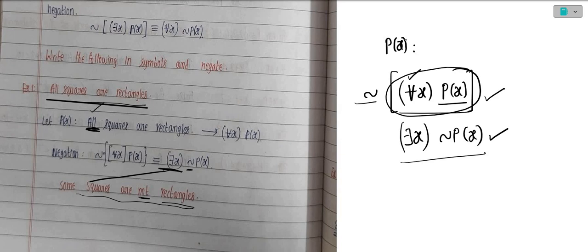Once again, here 'all' is there, that's why I put for all x. 'Squares are rectangles', for this one I am taking p of x. Now I need the negation of this, that's why I simply put the negation symbol before this one. 'For all' becomes 'there exists'. The open statement p of x becomes negation of p of x. Now I am converting this symbolic form into English: some squares are not rectangles. This is the first example.